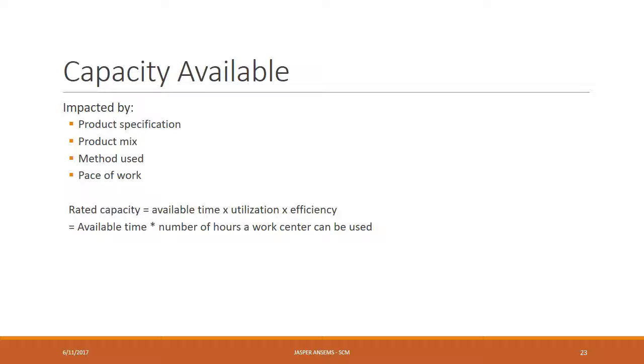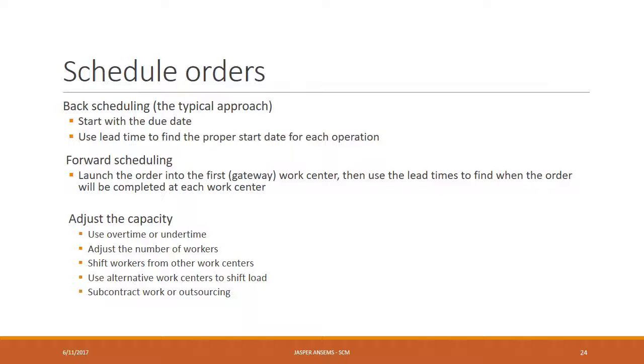So what's the capacity available? It's impacted by the product specification, the product mix, the method of use and the pace of work. So rated capacity is available time times utilization times efficiency. Available time is the number of hours a work center can be used. You have also scheduled orders.